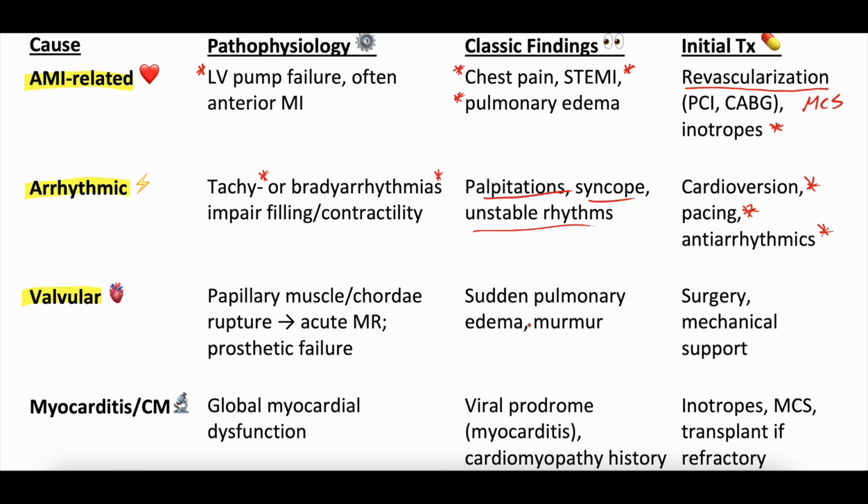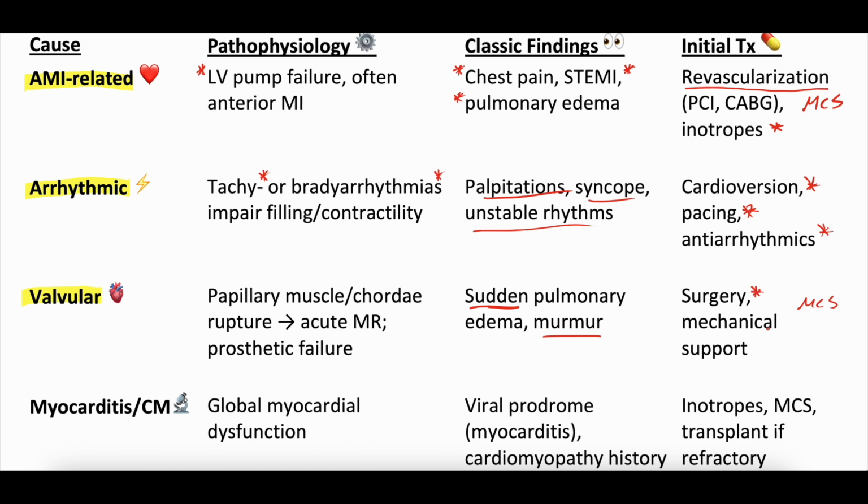The classic findings, though, if it's acute, is going to be sudden onset pulmonary edema. If it's a papillary muscle or chordae rupture, sometimes that pulmonary edema will be unilateral because that jet might just be pointing to a certain pulmonary vein, leading to pulmonary edema just in the territory of that pulmonary vein, right? You might hear a murmur from the valvulopathy. And these patients might need mechanical circulatory support.